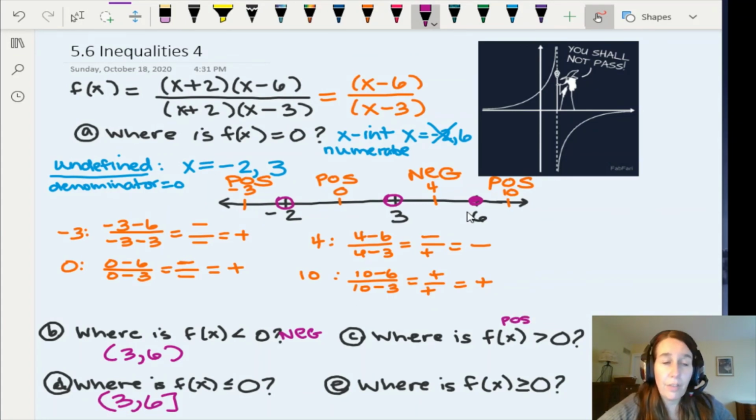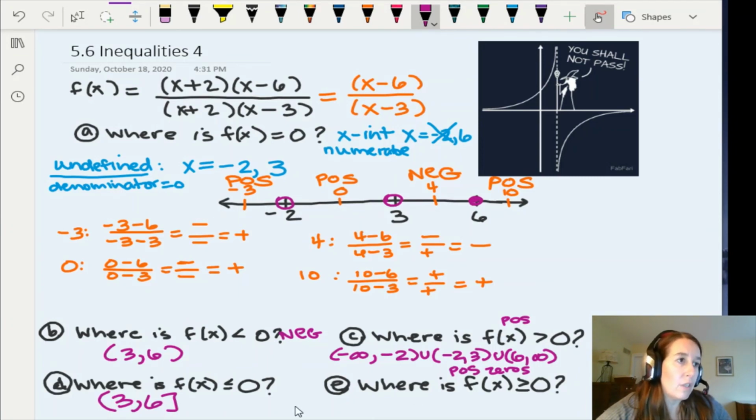Then we do where is f of x greater than 0, and that, of course, is the positives. It looks like we're going to have 3 intervals there: negative infinity to negative 2, parenthesis, negative 2 to 3, parenthesis, and parenthesis 6 to infinity. And then for f of x greater than or equal to 0, we want the positives and the zeros. That does not change our first interval because that wasn't a 0, and it doesn't change our second interval, negative 2 to 3. But our third interval would be bracket 6 to infinity.